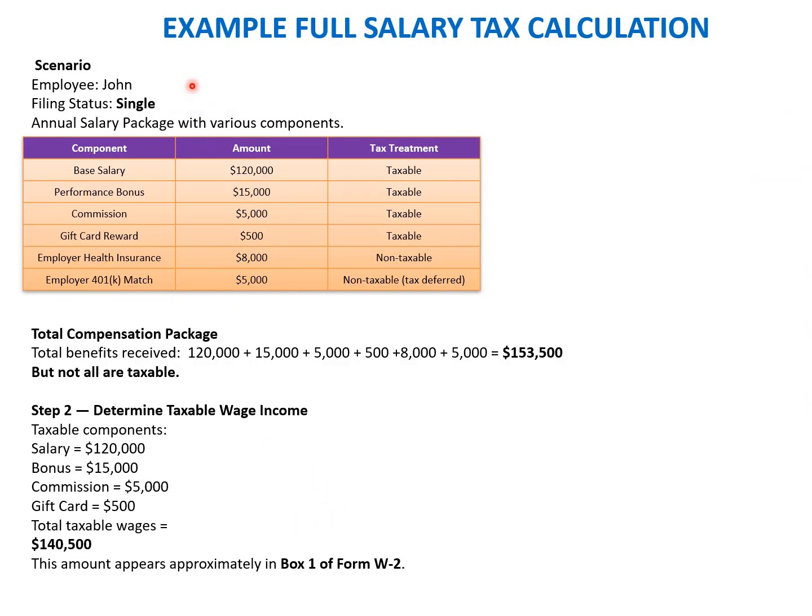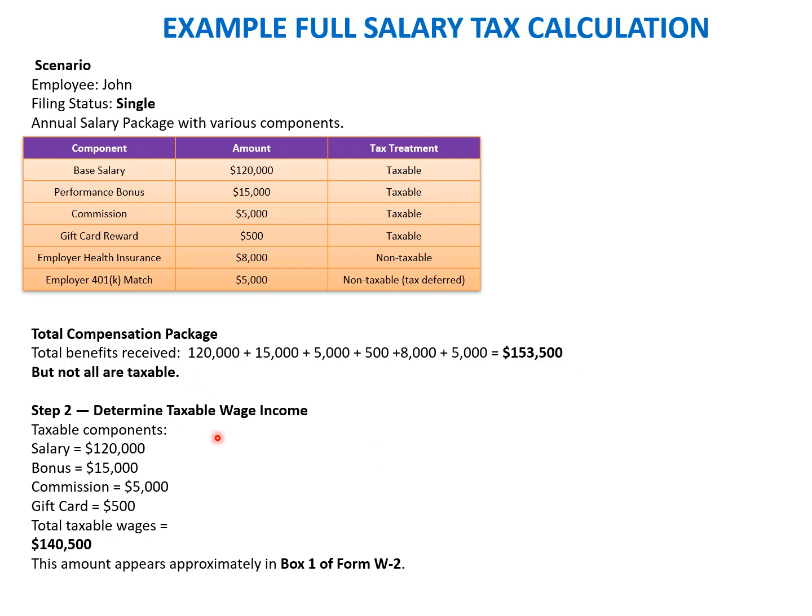Okay, so we have taken an example here. Employee name is John, filing status is single. Annual salary package components include the base salary, performance bonus, commission, gift cards received, employer health insurance contribution, which is something being done by the employer, which is non-taxable, and then employer 401k match, which is again not taxable because this is being contributed by the employer. So total compensation package, total benefit receipts, which includes everything, is 153,500, but not all are taxable.